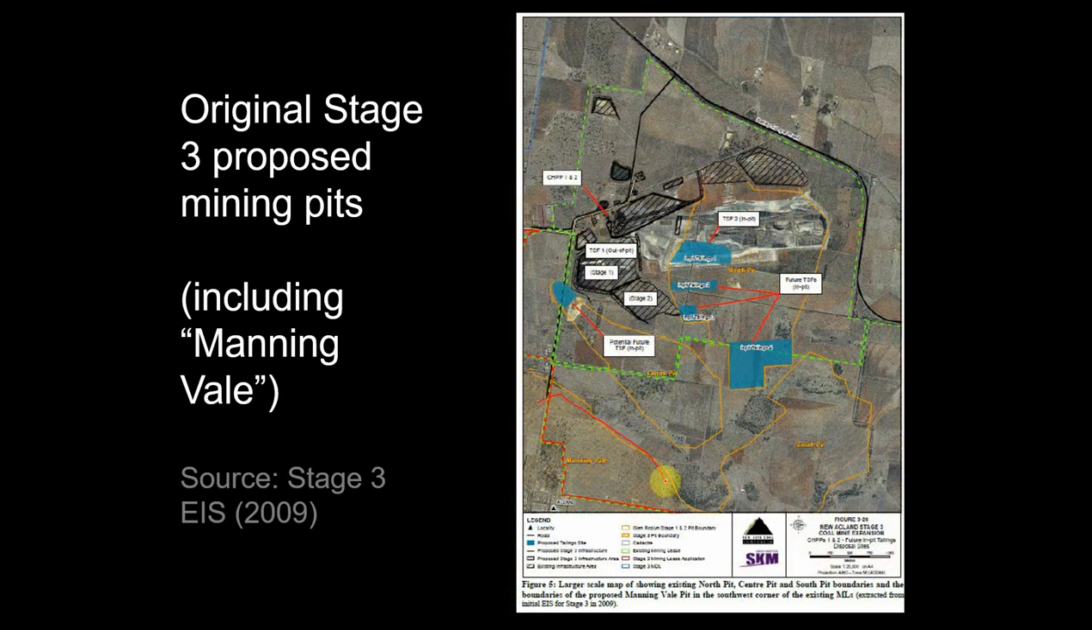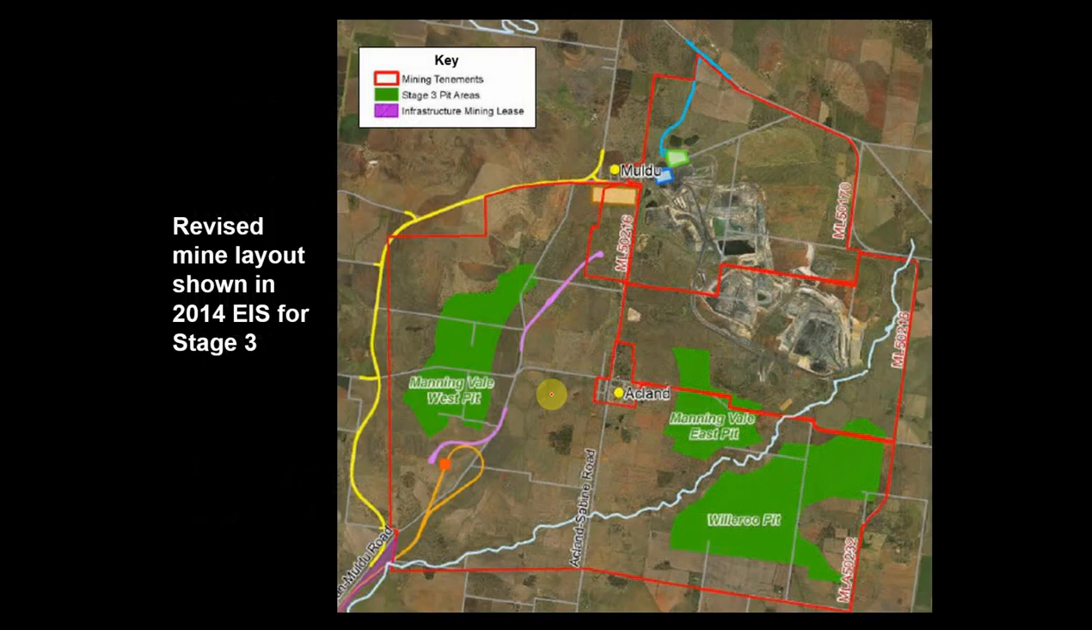I just mentioned here's Manning Vale Pit. What the mining company now calls West Pit was part of the original Stage 3 mining lease application. So at least in 2009, when it was applying for Stage 3, it saw that it needed approval to mine in that area. The original massive pit was rejected by the state government in 2012, and the mining company then revised the Stage 3 application to reduce the size of the pits that it was applying for.